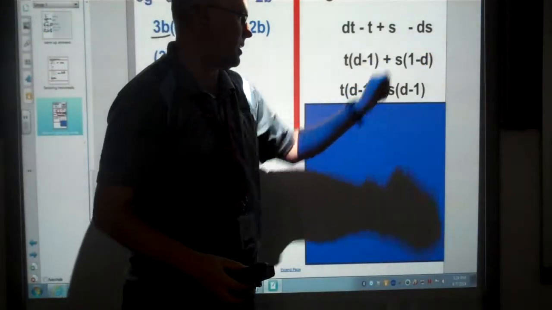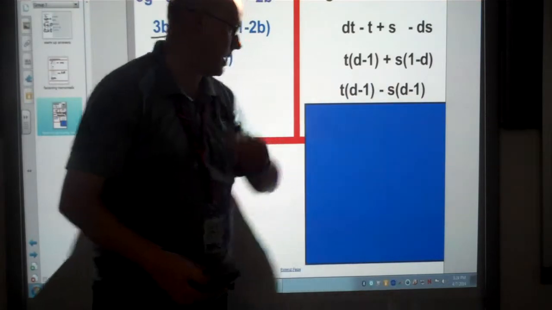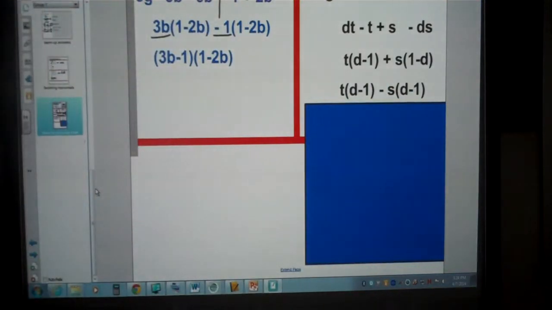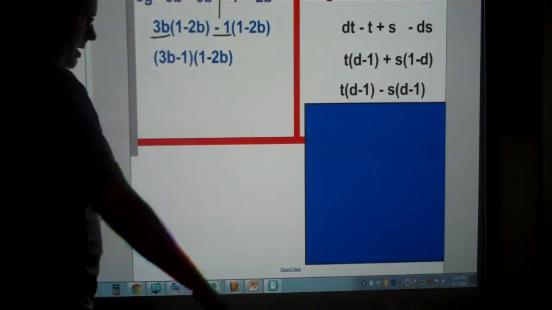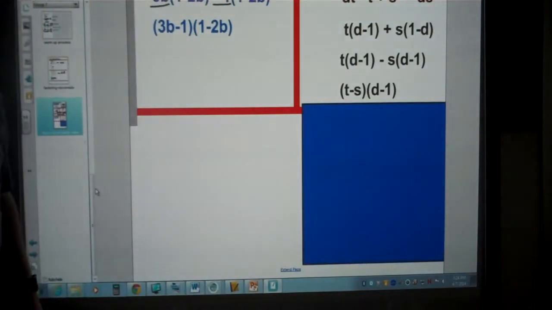So s times negative d is negative sd, and s times 1 is the same as negative s times negative 1. But notice now I do actually have two factors that are the same, and therefore I can group them together just like I did before. So keep an eye out for questions where it doesn't look like you can factor by grouping, but you can rearrange the terms so you can actually get something that you can work out.